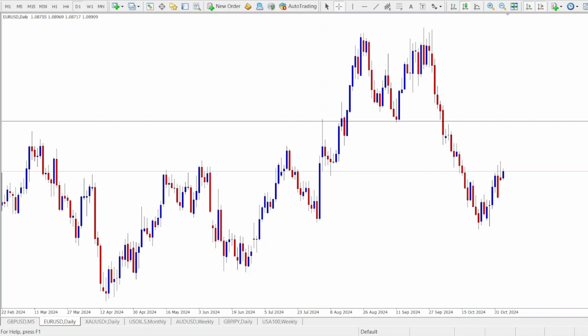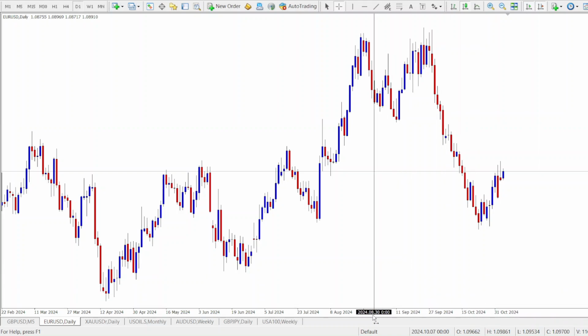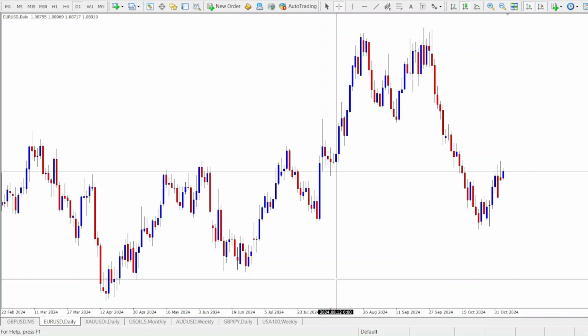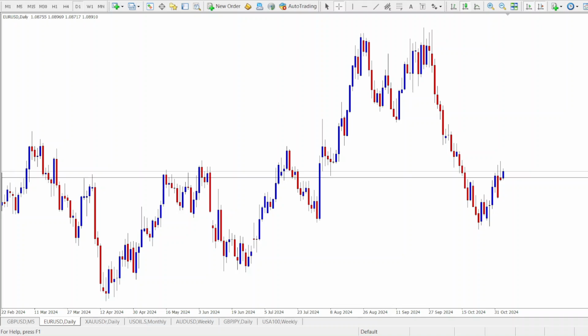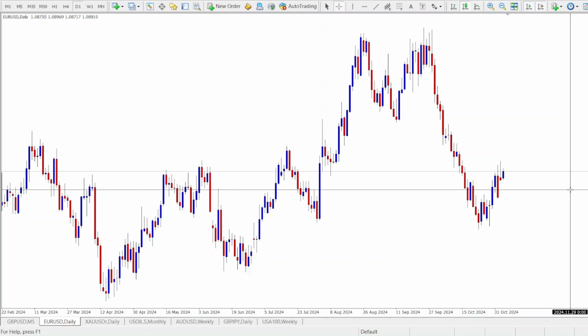Now, let us break down the daily forex strategy that we will be discussing. The core of this strategy revolves around three main components: market analysis, risk management, and routine execution. Those are the three main components. The first step is to conduct thorough market analysis. It's very important.